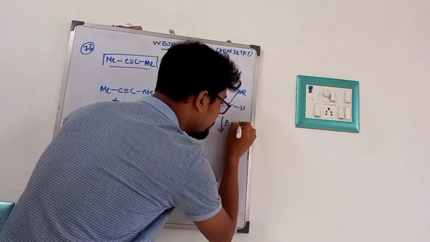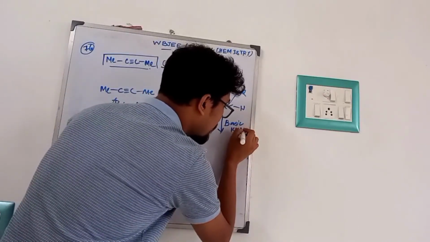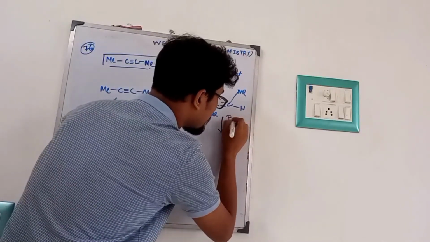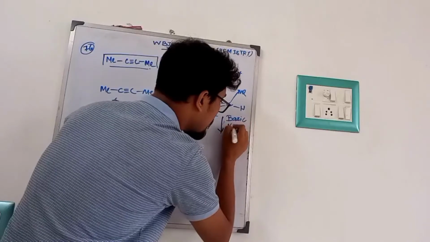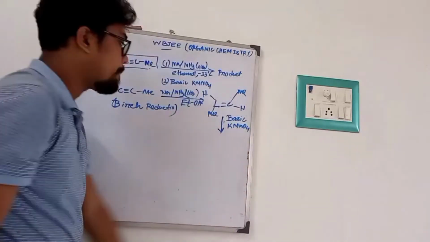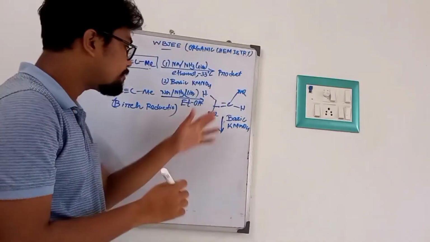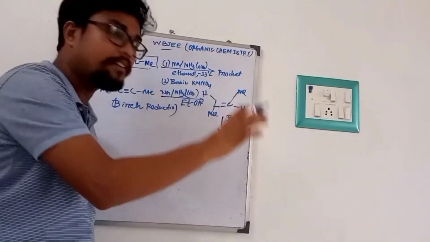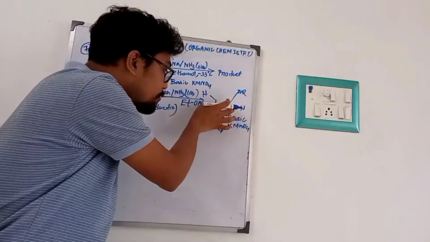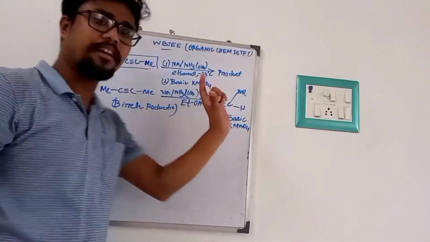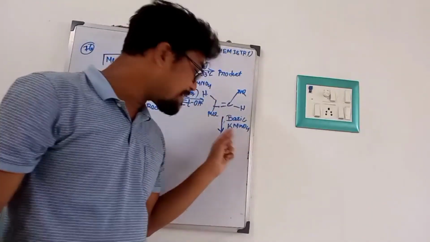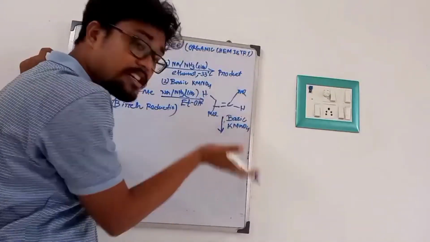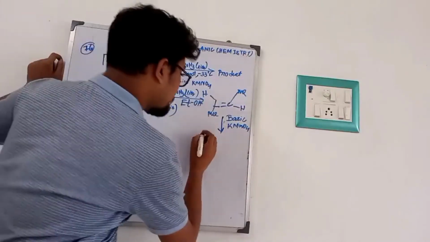Very important part: basic KMnO4. What actually happens if there is acidic KMnO4? Then this bond will cleave. This bond will totally cleave. There is no C-C bond, two OH groups will be present on this carbon, and we eliminate water. But in basic KMnO4, we have to see the syn addition.